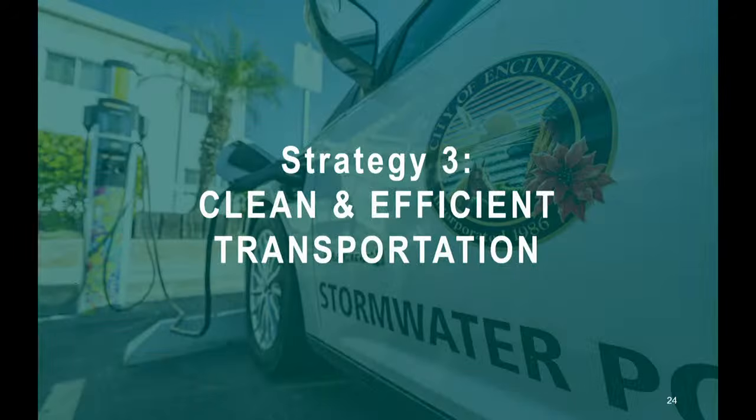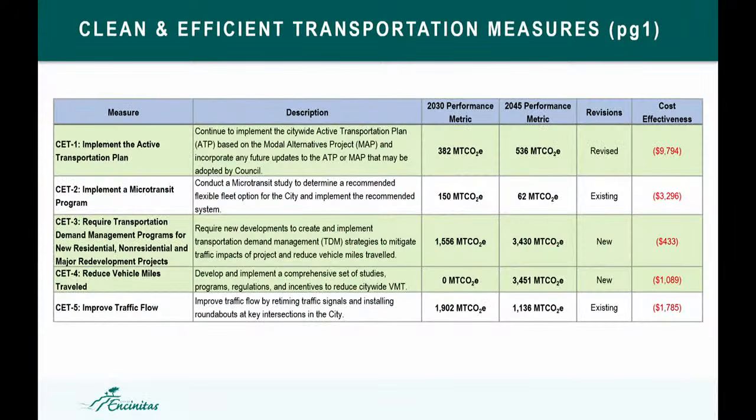All right, strategy 4, excuse me for the typo, clean and efficient transportation, seeks to increase adoption of low carbon means of transportation in the city. Measure CET1 was revised from the 2018 CAP. Previously, this measure called for implementing the entire active transportation plan by 2030, which is a cost prohibitive action and not realistic with the city's current budgeting abilities.